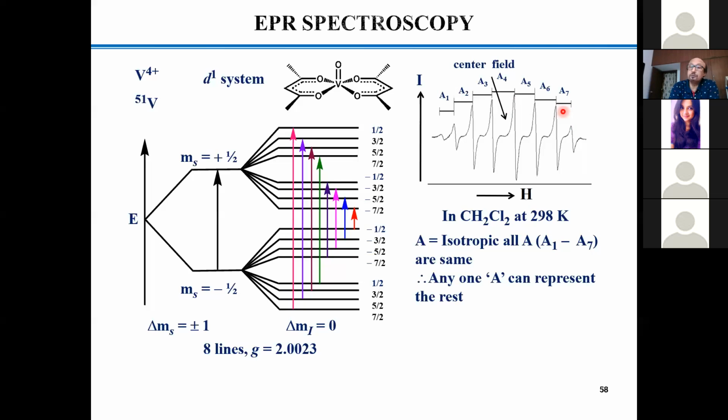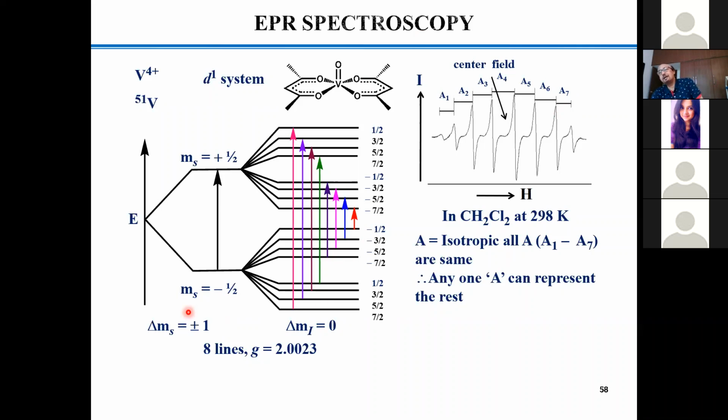And then, while writing your manuscript, you have to say A1 equal to this, A2 equal to this, A3 equal to this, A4 equal to this, all these things. This is one point to remember. If they are identical, then one could be the representative A for the whole spectrum. If they are not identical for a multi-A system, then you have to consider A1 to A7 individually, okay, to represent your spectral profile.